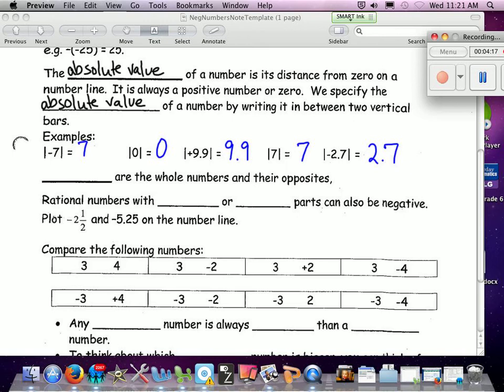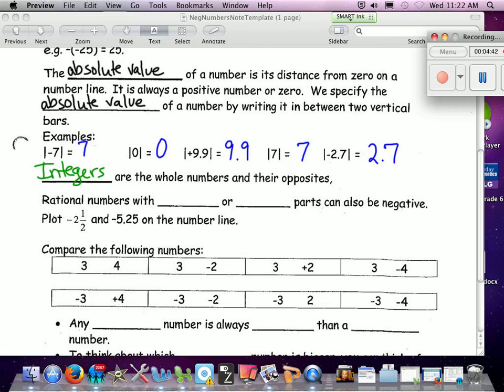Another term that we had was integers. Now, negative numbers in general could have fractions, could have decimals, but integers cannot. So integers are the whole numbers and their opposites. So it's a little bit different. It's the whole numbers as well as the opposites of the whole numbers.